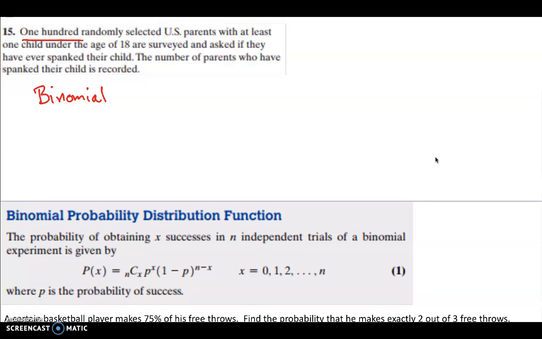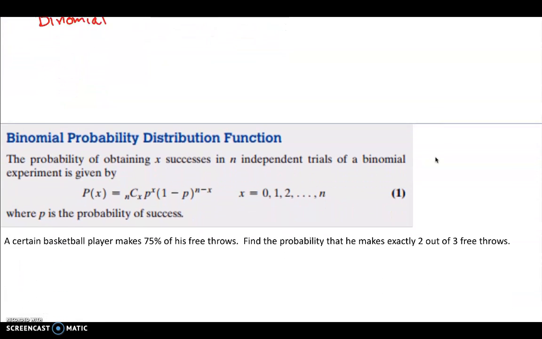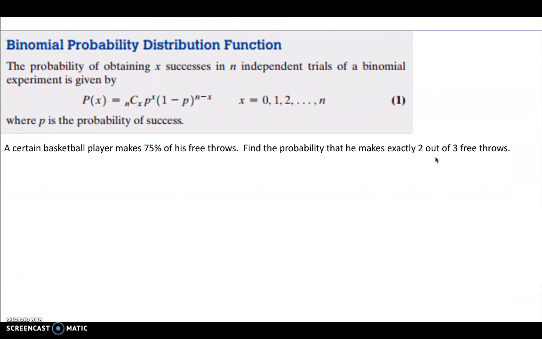And we're not saying that it's successful when a parent spanks their child, as far as in the general sense of life. But again, that's just how we say, okay, it happened, therefore it's a success. We're just looking at whether the outcome occurred. Cool. So for a binomial distribution, here's the function.